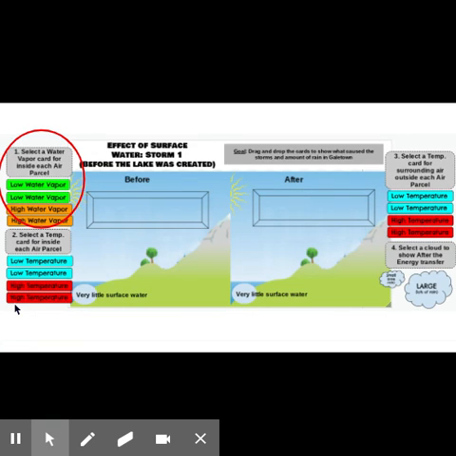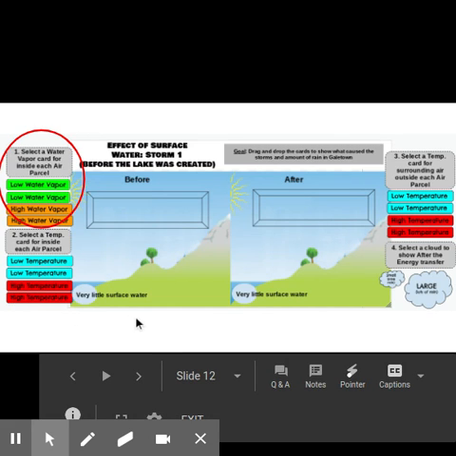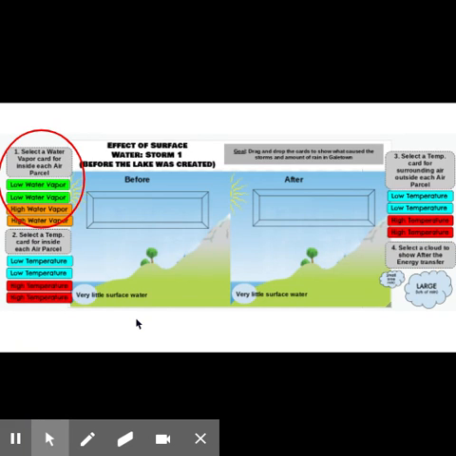And it tells us to select a water vapor card for inside each air parcel. So since I'm doing storm 1, I need to think about what the water vapor was like in the air before storm 1 happened. Before storm 1, we found out that there was no lake. There was very little surface water, and I could see that in my image. Meaning, if there's not a lot of surface water, we know that there's probably not a lot of water vapor. So I can already, for before, select the low water vapor card.